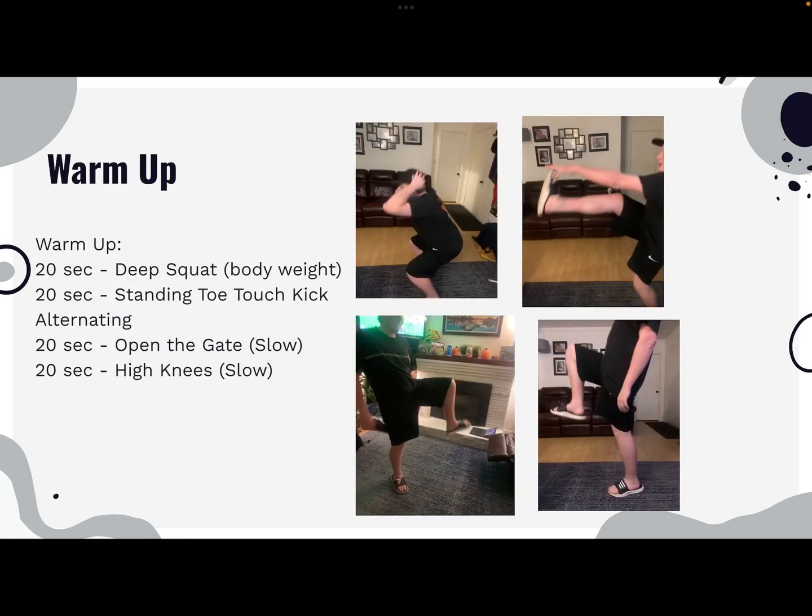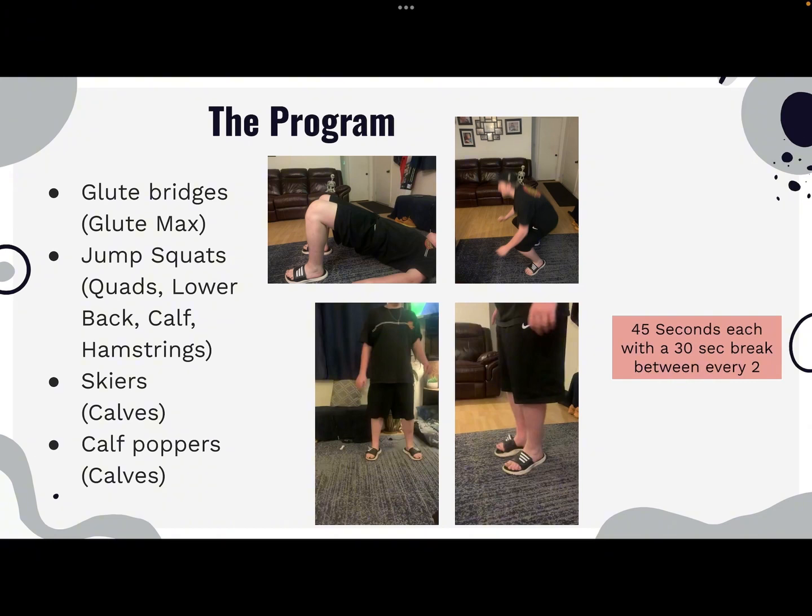To start off with though, we need to do a warm-up. This warm-up, 20 seconds each of each exercise, includes deep squats, standing toe touch kicks, open the gates, and high knees, each one being done slow as to not accidentally twist or injure anything. Then we will go into the actual program.